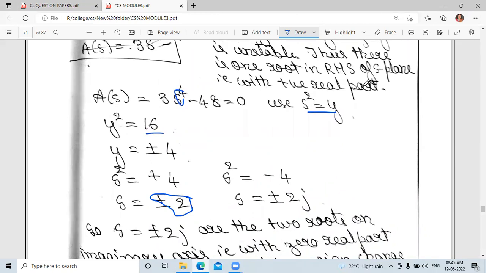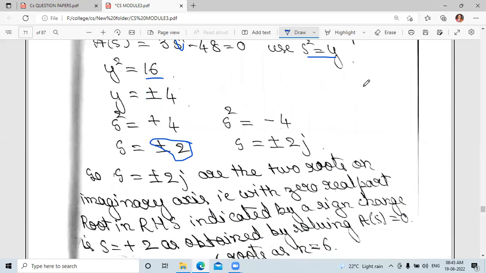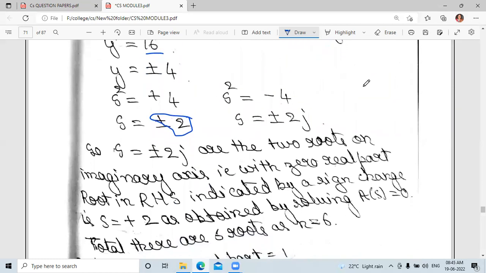Okay, and one will be in the negative side. So here s equals plus or minus 2j are the two roots on the imaginary axis. So two roots on the imaginary axis with zero real part. So what do we mean by zero real part?